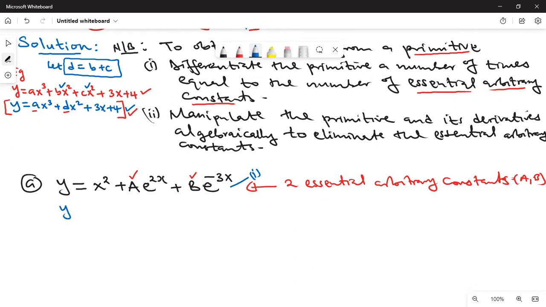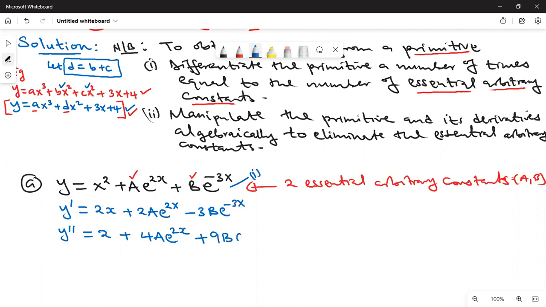Now I need to get the first derivative, call it y prime or dy/dx. That is 2x plus 2a exponential 2x minus 3b exponential negative 3x. I also need the second derivative. We are now differentiating 2x, that will give us 2. That should be 2 plus 4a exponential 2x plus 9b exponential negative 3x. So that is the first step.